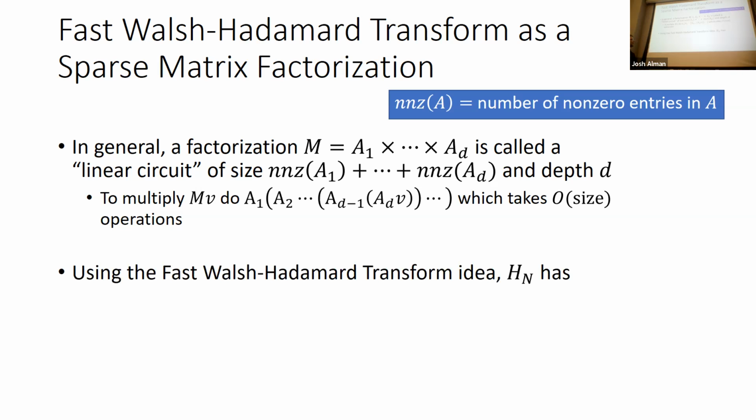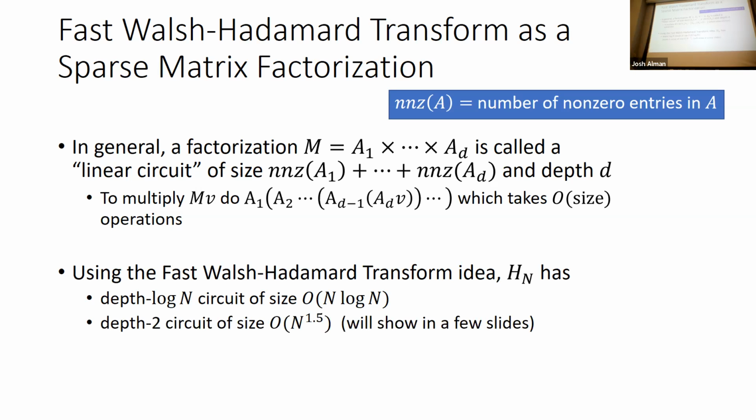So using this fast Walsh-Hadamard transform idea, I just showed you that it has a depth log n circuit of size n log n. There's log n different matrices of O(n) non-zero entries each. It also, and I'll show you more details about this later, has a depth 2 circuit of size n to the 1.5. So sometimes you want to work with smaller depth circuits, for example, to make parallel algorithms. So if you want a depth 2 circuit, you can get one of size n to the 1.5 in a very similar way. Okay, so that's the background about the fast Walsh-Hadamard transform.